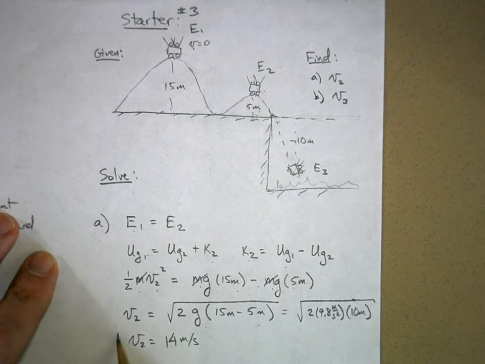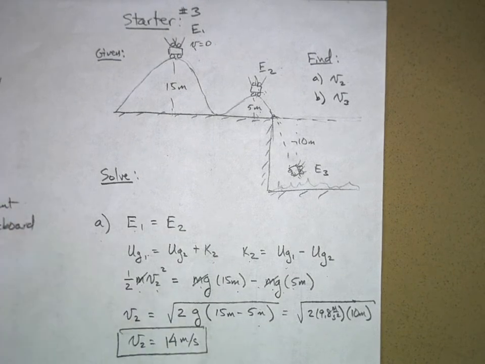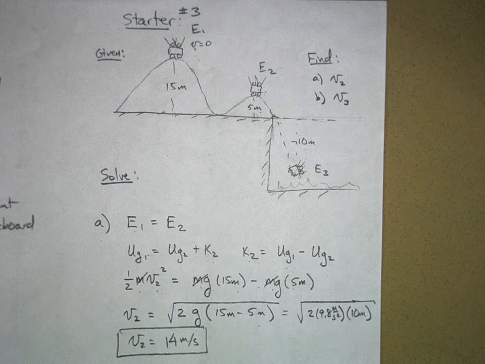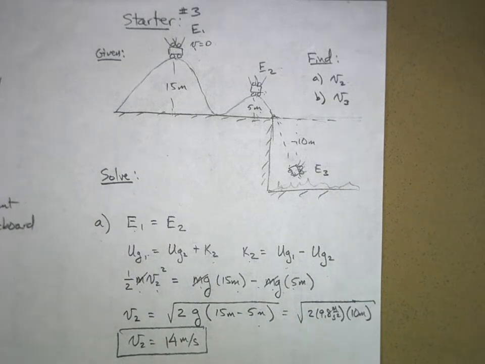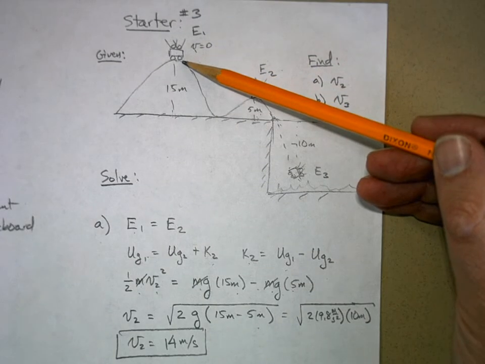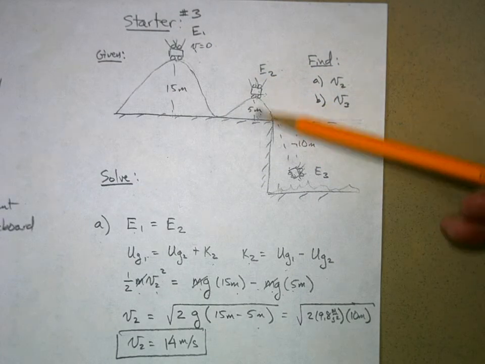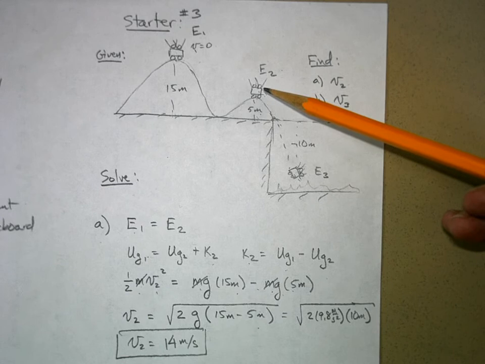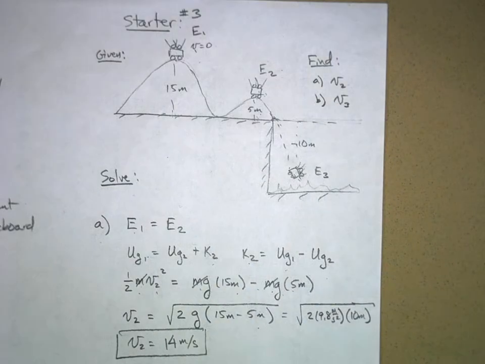Okay. Any questions on that? Okay. Since there's no friction and nobody's pushing on it or anything, we're not adding or subtracting mechanical energy from this system. All we're doing is turning some of our gravitational potential energy, but not all of it because we still have some height, into kinetic energy, and then we can use that to figure out what our velocity is.